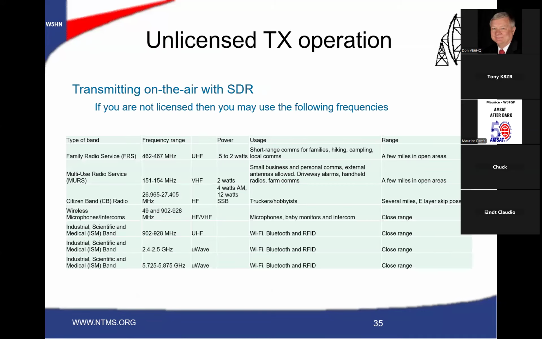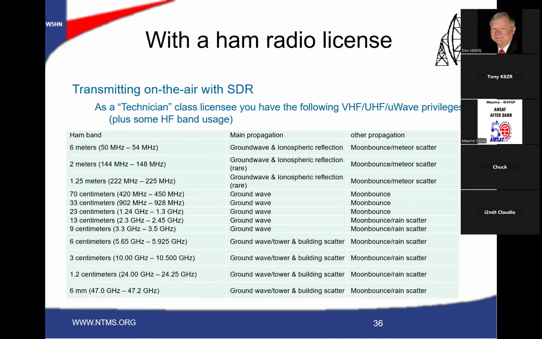I want to talk about unlicensed transmit operation. We did talk about this at the Hamfest, and so were a lot of folks there. We did not know their status as far as licensing goes, but there are frequencies that you can use without license, and I've got them listed here in the frequency ranges, what their primary use is for, and kind of what the range you might expect there. So you can set your SDR transmitter on these frequencies. These things are putting out 1 to 10 milliwatts.